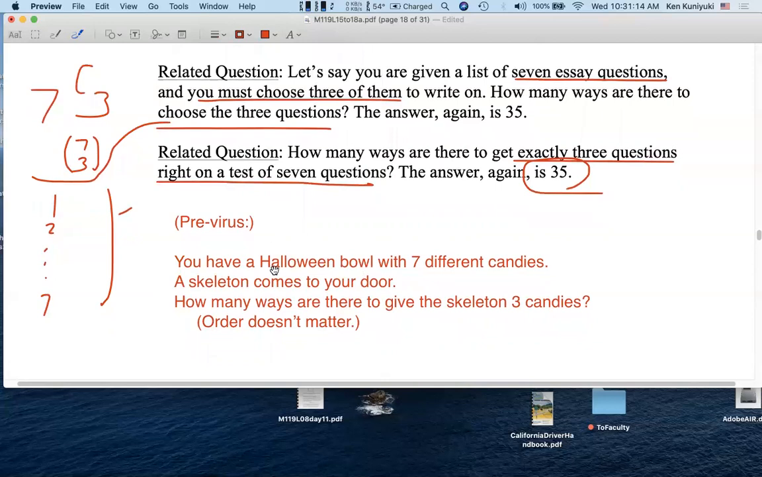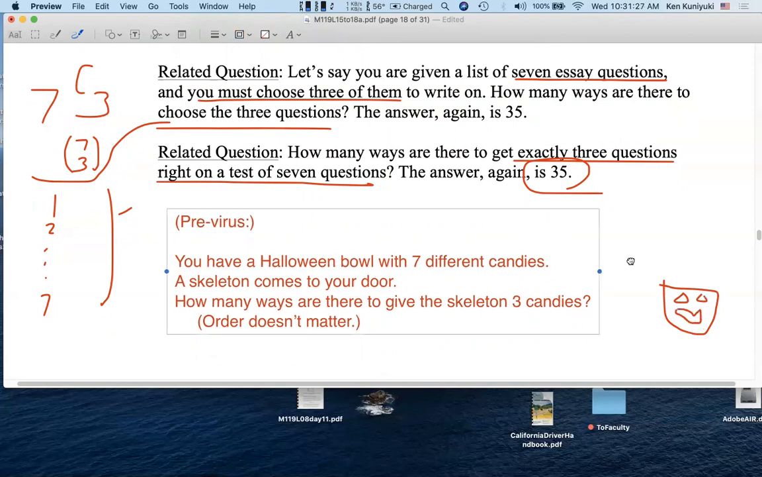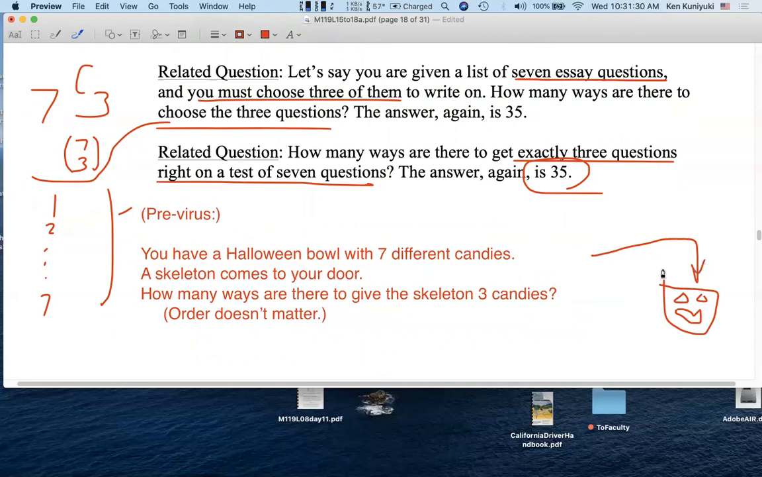Here's a pre-virus question that's related. You have a Halloween bowl with 7 different candies. What's your favorite candy? Snickers, Three Musketeers? You have 7 different candies in this Halloween bowl. A spooky skeleton comes to your door. How many ways are there to give the skeleton 3 candies out of the 7? Order doesn't matter. The skeleton just cares which 3 candies it gets. Well, 7 choose 3 or 7C3, that's 35. 35 ways to give 3 candies out of the 7 in the bowl.